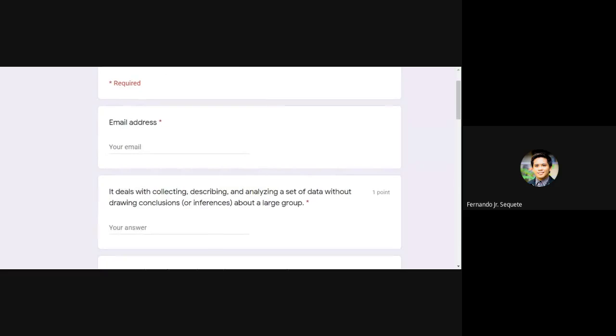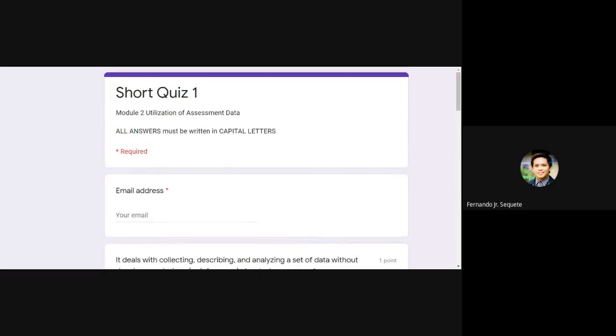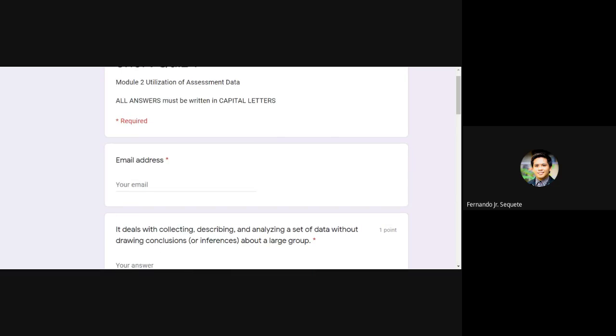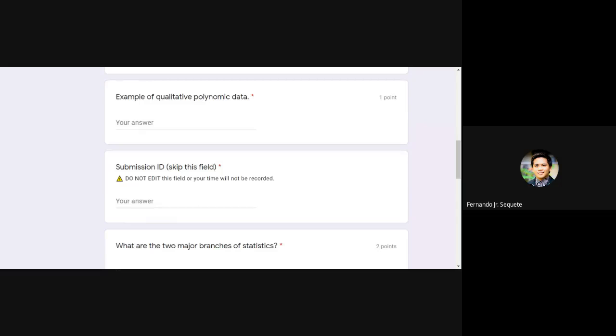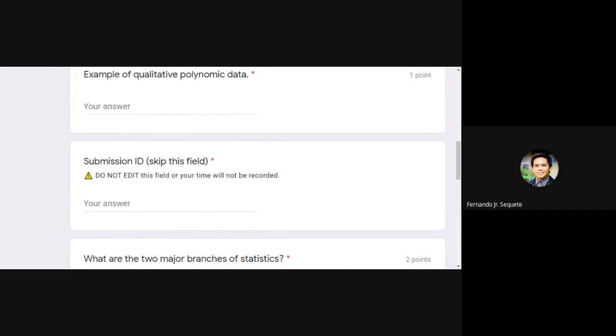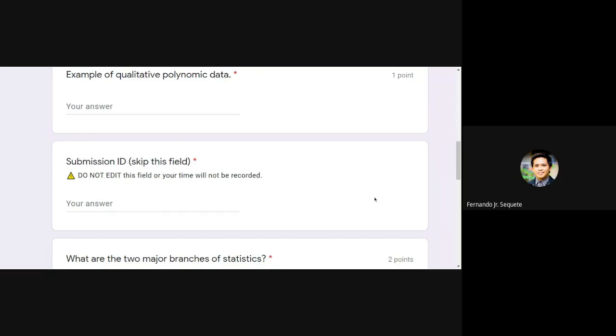Please take note that all items in a short quiz or any Google form that you will answer in the future have a red asterisk, which means it is a required item. Therefore, do not forget to answer that item. And you would notice that when you answered your short quiz, you saw this, right? The submission ID.